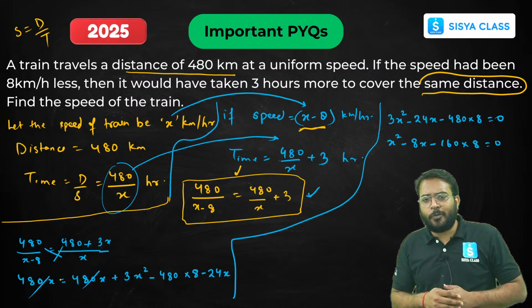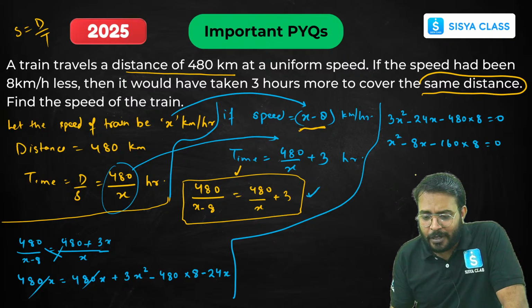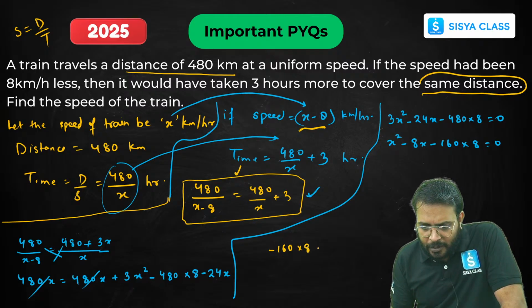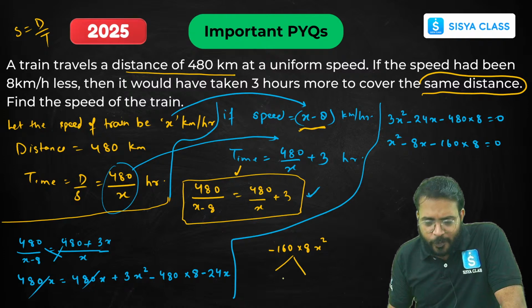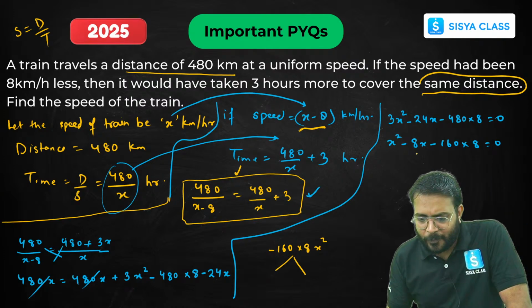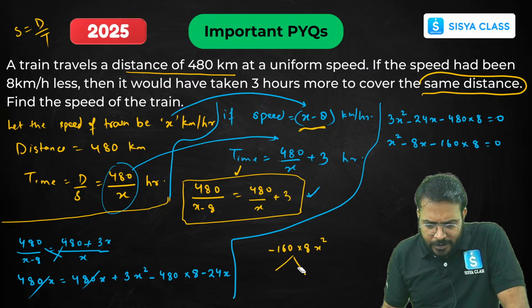You already know how to factorize a quadratic equation. Actually, this is a quadratic equation. Here we have to factorize minus 160 into 8 x square, such that their multiplication should be this and their addition should be minus 8. Yes or no? Minus 160 can be written like this.